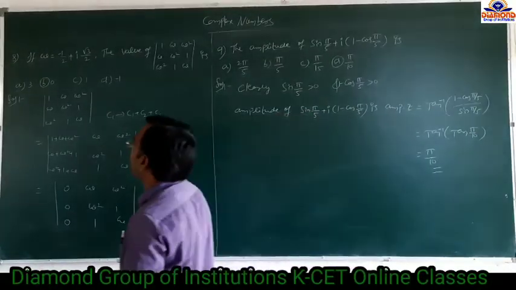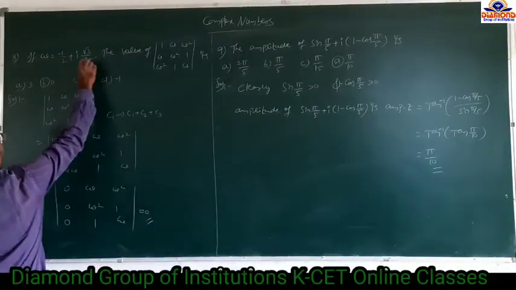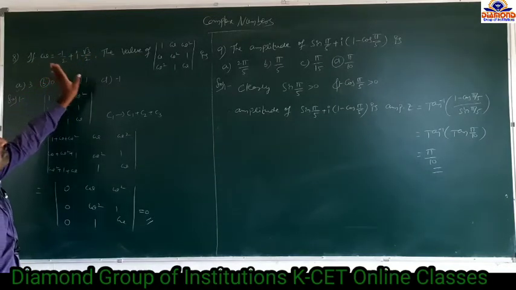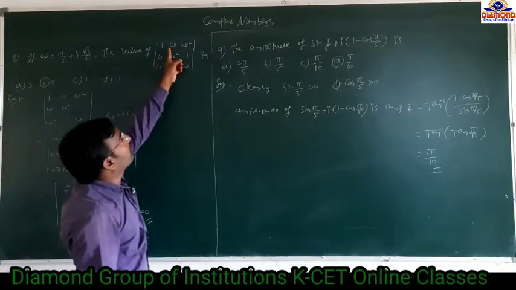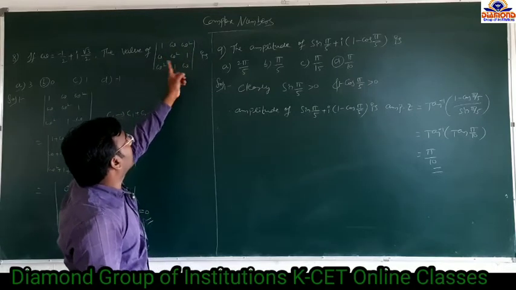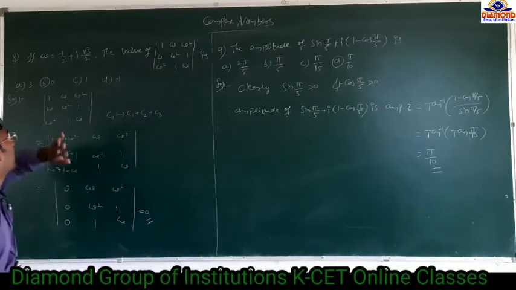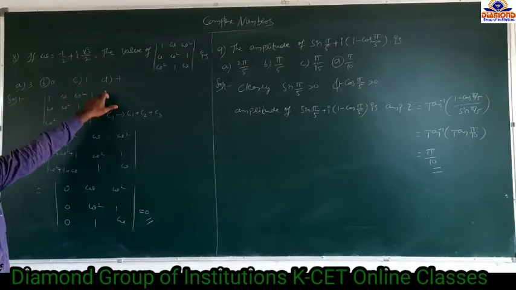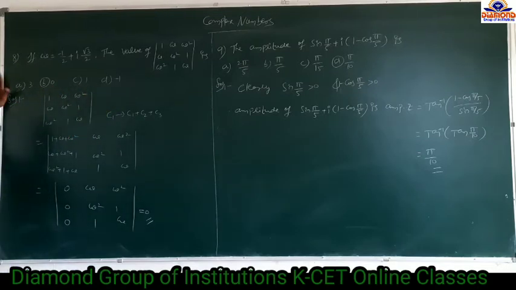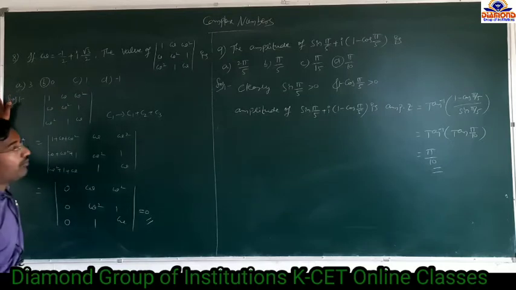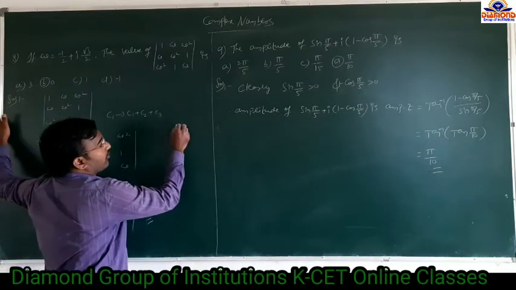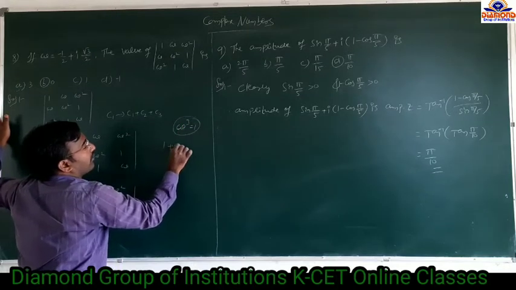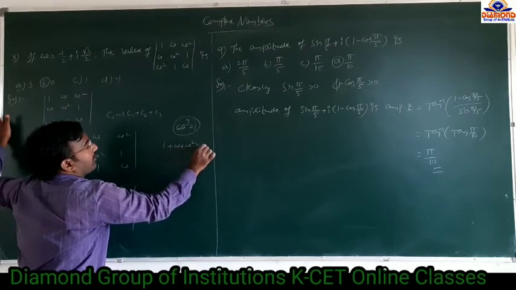Next question. If omega equals minus 1 by 2 plus i root 3 by 2, that is nothing but minus 1 plus i root 3 by 2, the value of the determinant with rows 1, omega, omega square; 1, omega square, 1; omega, 1, omega... Options: A 3, B 0, C 1, D 1. First take the given determinant. Omega is the cube root of unity, so you know that omega cube is 1 and 1 plus omega plus omega square equals 0.